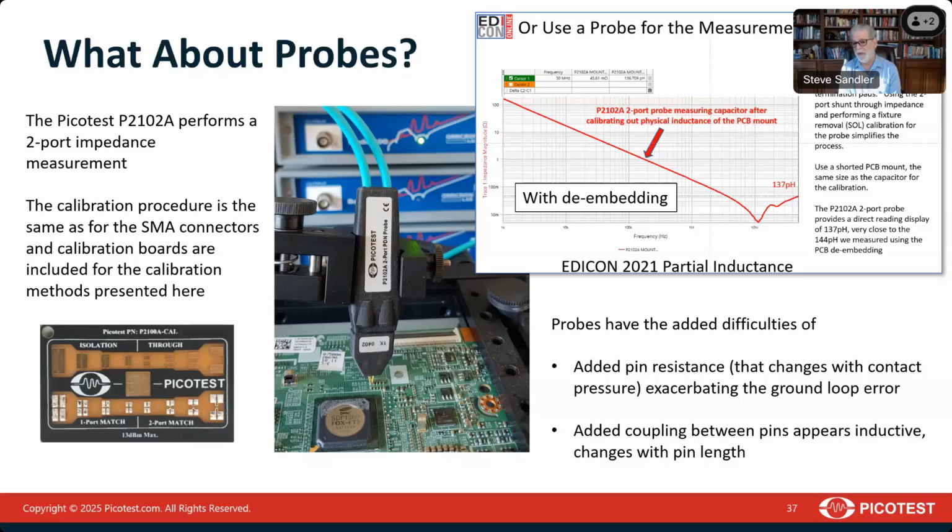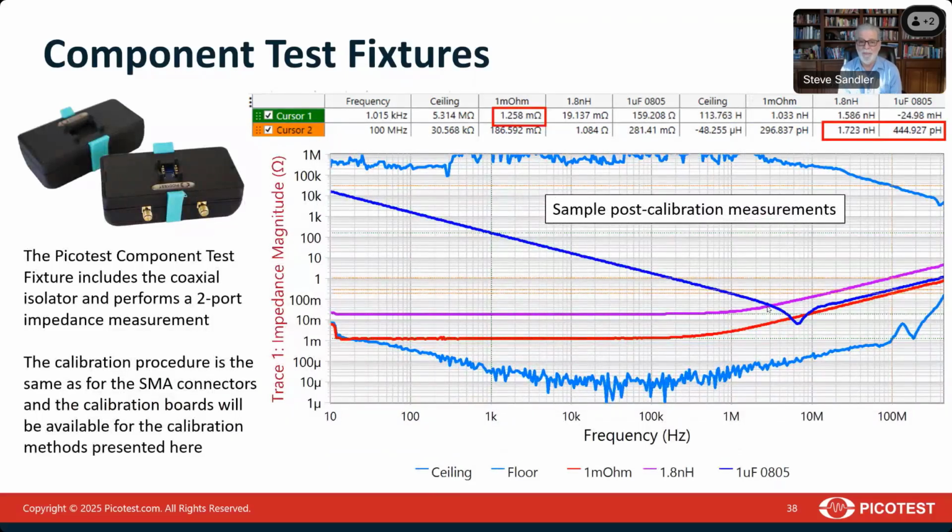It does need an iso short calibrator, which isn't currently in our standard, but we will measure it and we'll add it. Also, probes have an added difficulty that the pin resistance is sensitive to pressure, and so we can have small changes in our measurement just due to the contact pressure of the point. And so why do we use them? We use them because they're just really convenient, but they won't be as accurate.